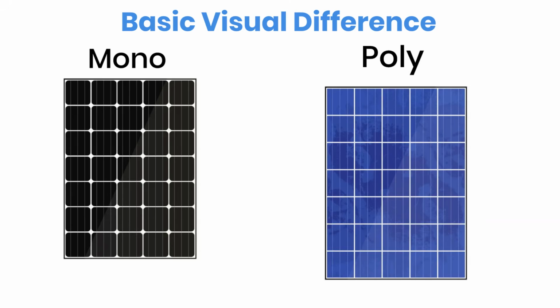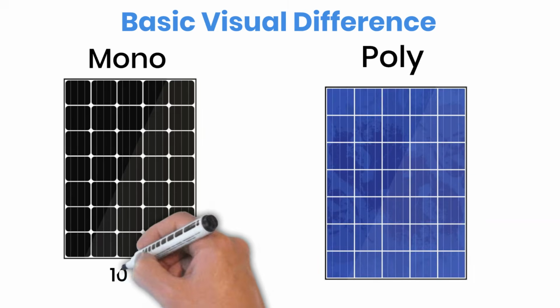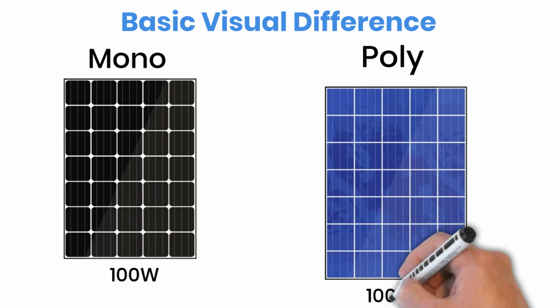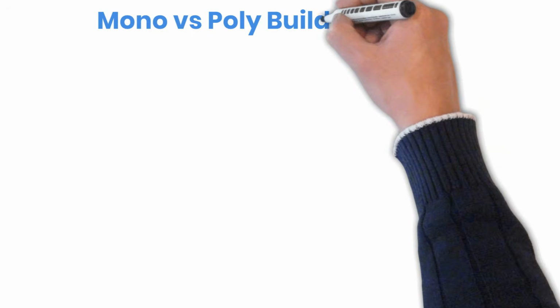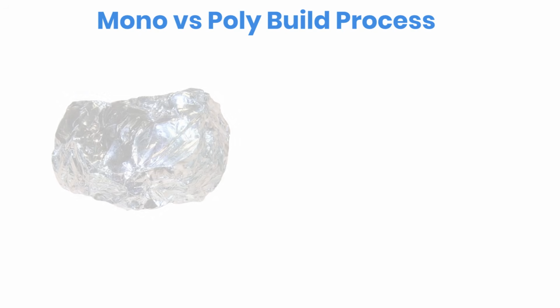Now here's something important. If you compare two panels with the same power rating, for example 100-watt monocrystalline and 100-watt polycrystalline, you may notice that the poly panel is slightly larger in size. We'll explain why in a moment. But first, let's understand how these panels are made.